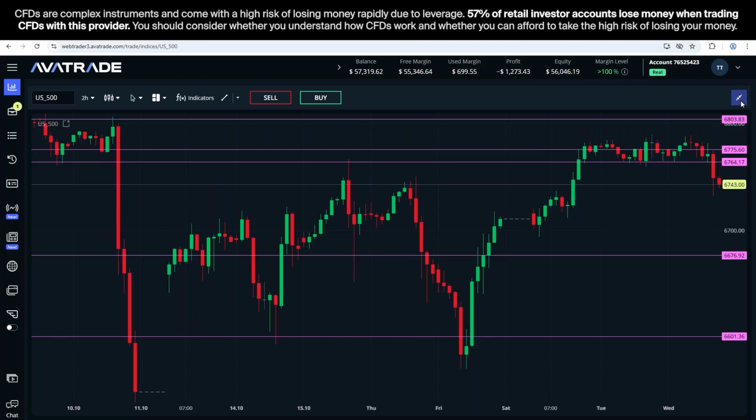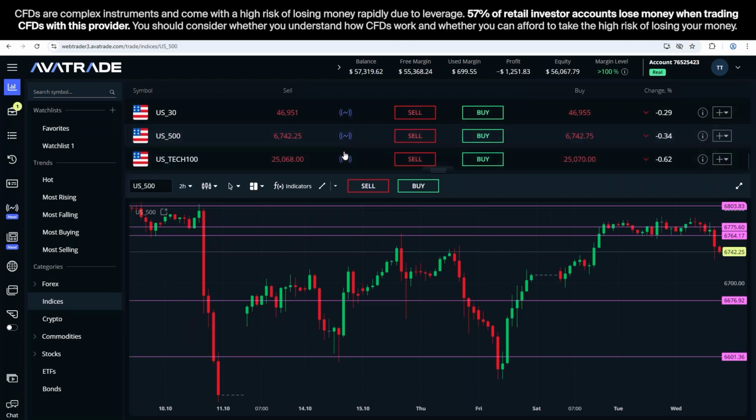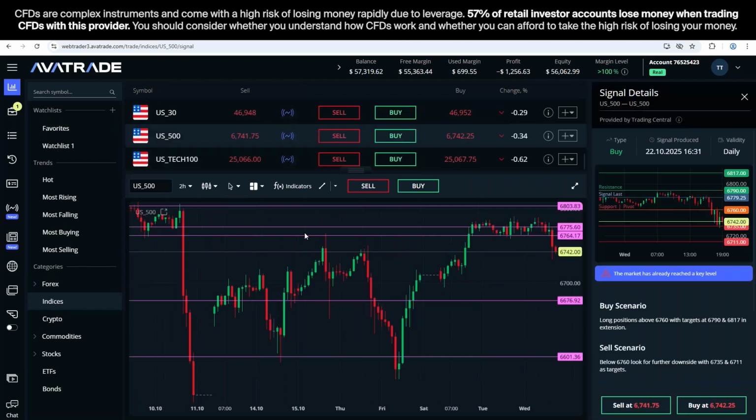Now in the US 500, we could look and see if there's a signal. It's a buy signal. Why would that be with all the fear about government shutdown? I think probably because most people feel that they're going to solve the government shutdown eventually, and that it's not going to cause too much economic harm. And I think that's probably true.